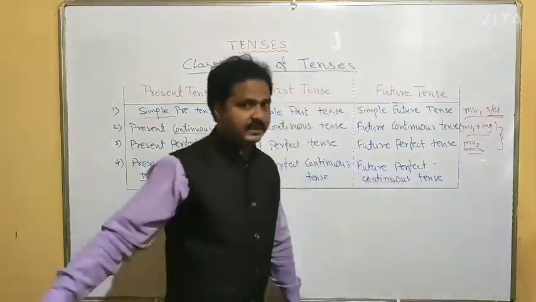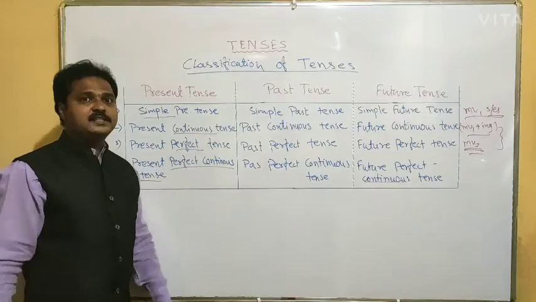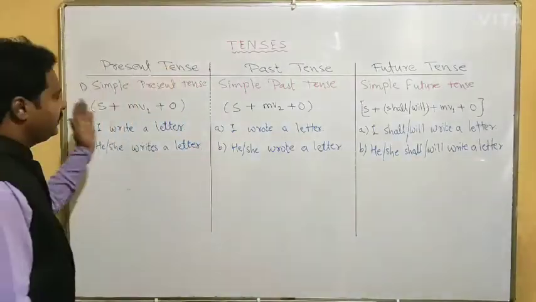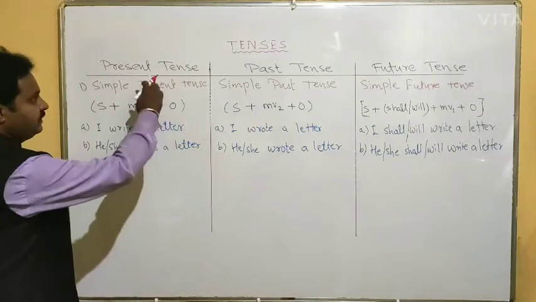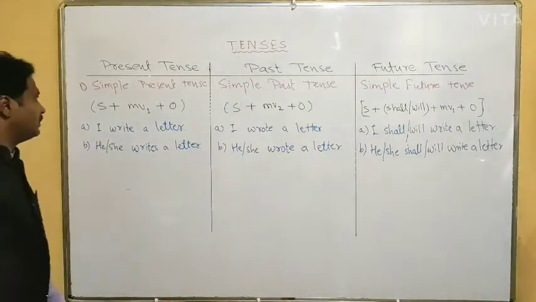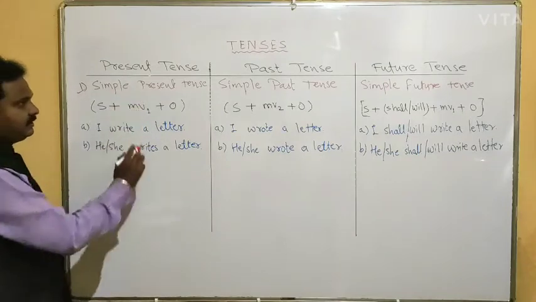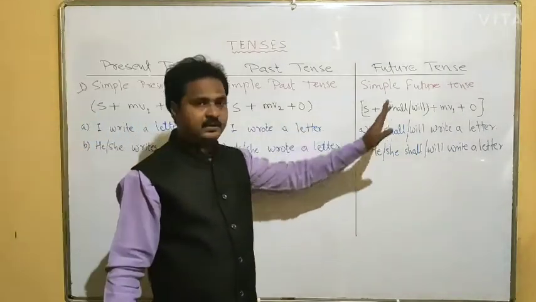And perfect tense is there. How to write this one? Let us see in details. So students, here I have made a table. You can see here present tense, past tense, future tense. First of all, we'll take the simple tense: simple present tense, simple past tense and simple future tense.